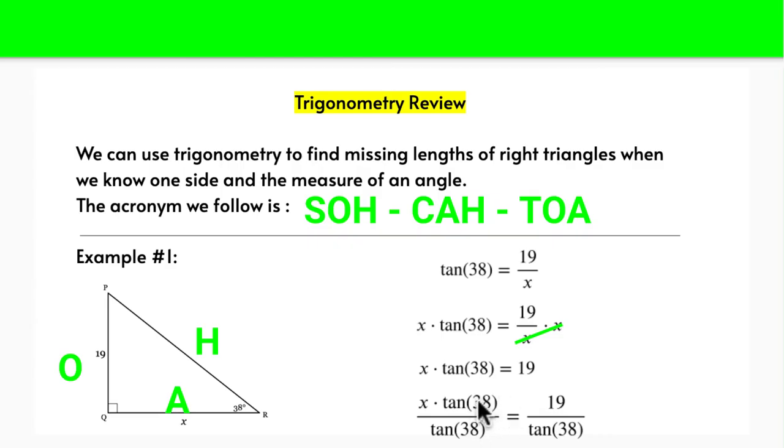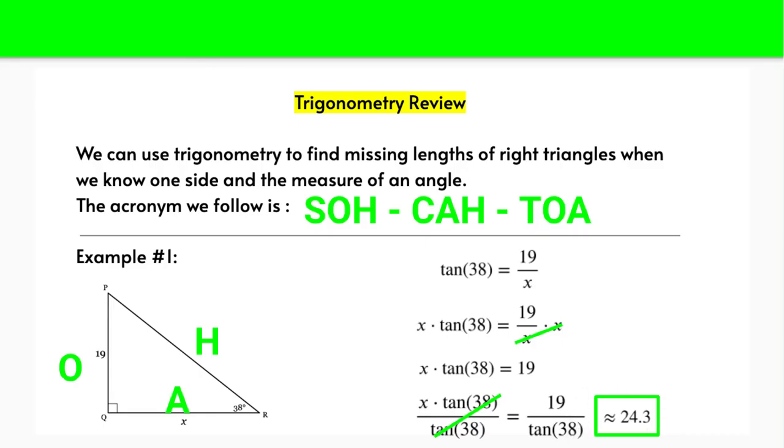So here's that step of dividing the tangent 38 over. And then what that accomplishes is now these tangents have been crossed out. At that point, now we're able to look at 24.3 as our final answer, 19 divided by tangent of 38.